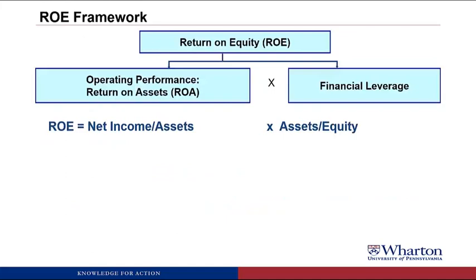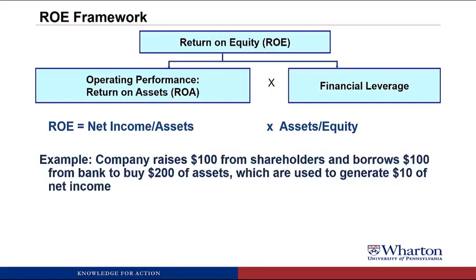Let me show you a picture to tie this together. So we start with return on equity, and that can be split up into two components: operating performance, which is return on assets, and the financial leverage component. And so you see in the equation we have ROE equals net income over assets times assets over equity. The assets cancel and we get ROE equals net income over equity.